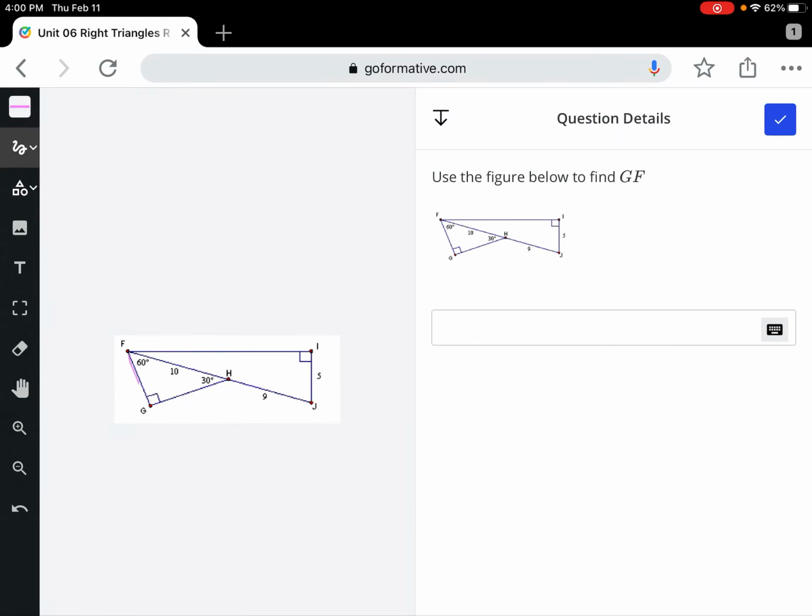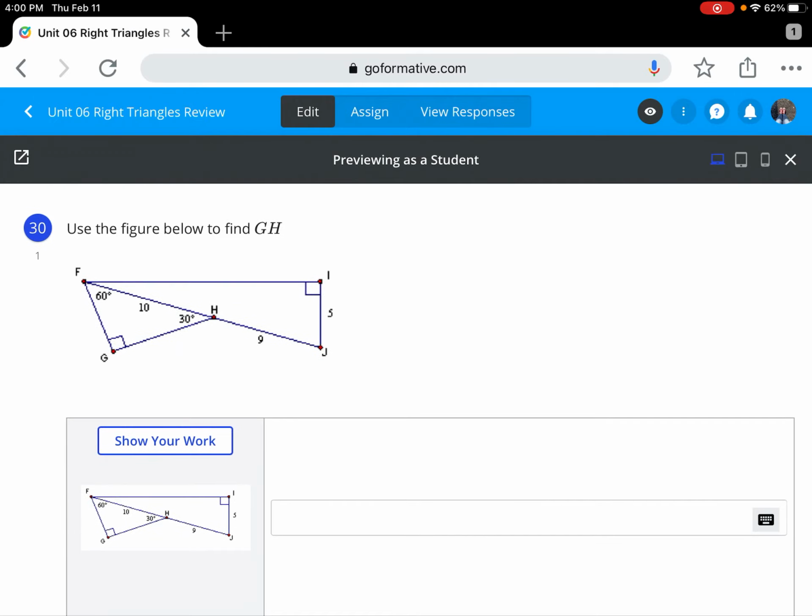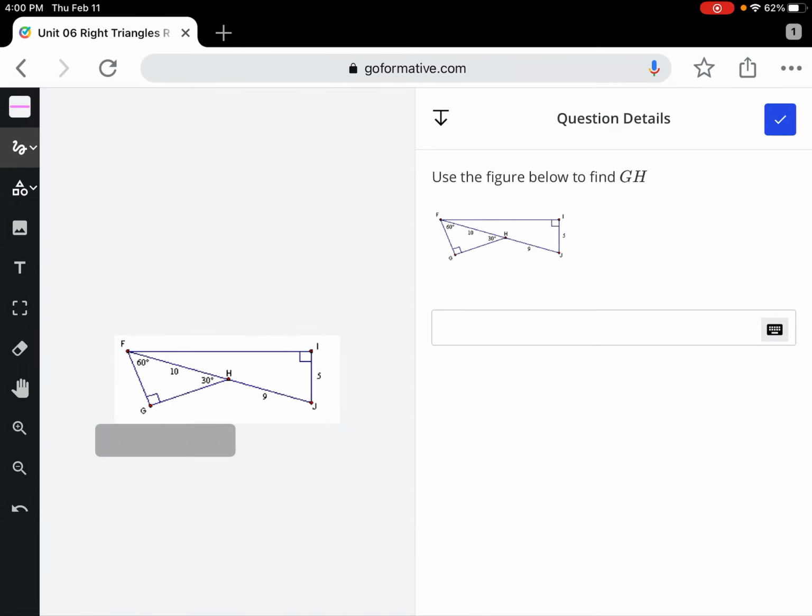On to the next one. It says find GF. GF is part of this 30, 60, 90. I know the hypotenuse. The formula for the hypotenuse is equal to 2 times my short leg. If my hypotenuse is 10, my short leg, which is FG in this case, and I know it's the short leg because it's opposite my 30-degree angle, I divide by 2, and the distance from F to G is going to be 5. So that's just your 30, 60, 90 relationships.